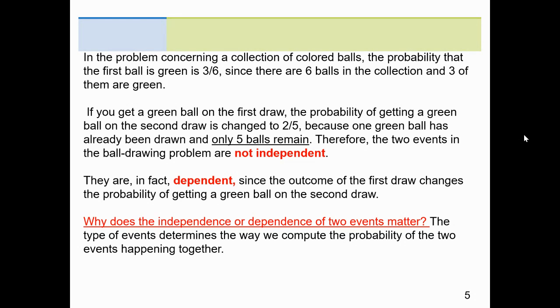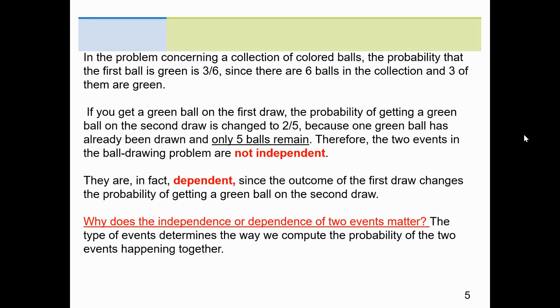In fact, they're called dependent, since the outcome of the first draw changes the probability of getting a green ball in the second. So, hey, 3 chances out of 6, but once I take that first green ball, lay it to the side, well, now I've only got 5 balls left, and out of those 5, only 2 of them are green. If I did it again, put the second green ball off to the side, well, guess what? There's only 4 balls left, and only one of them is green.